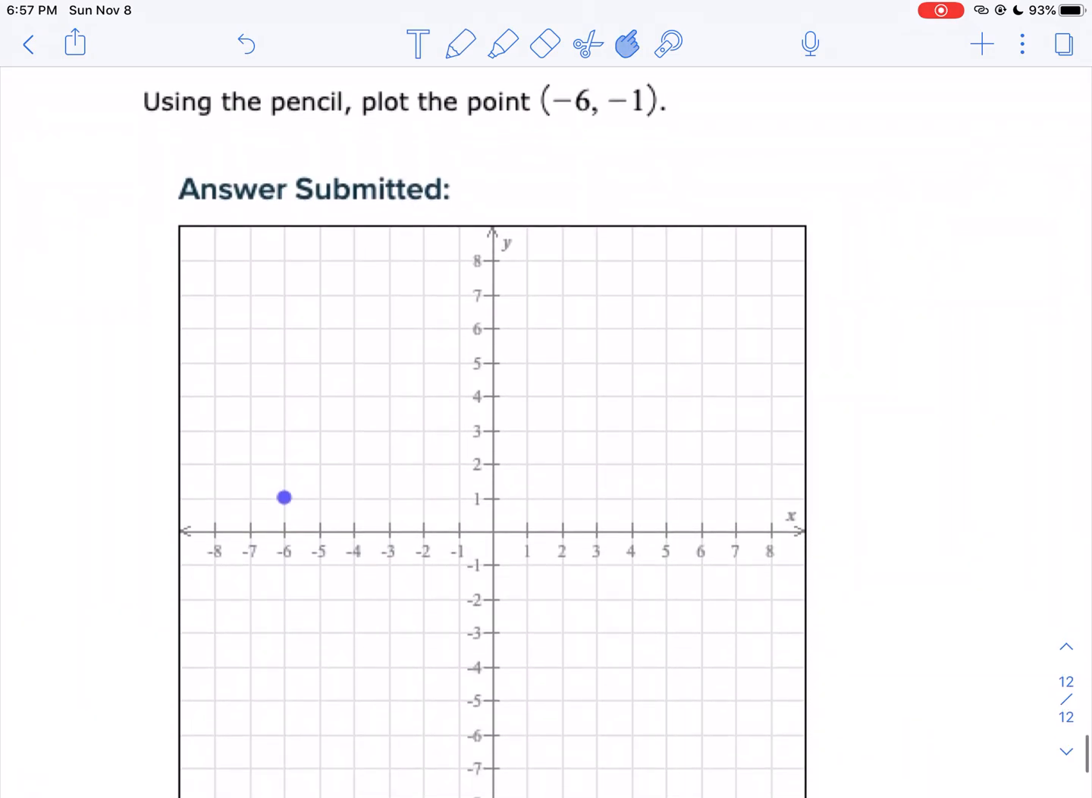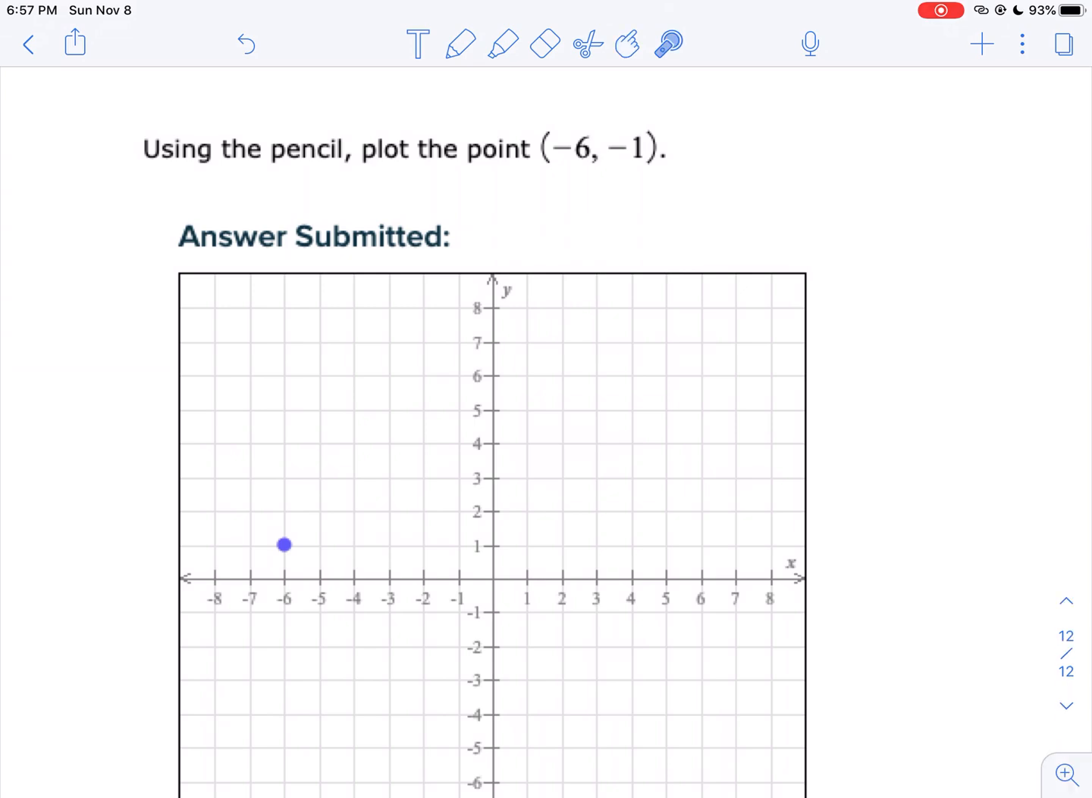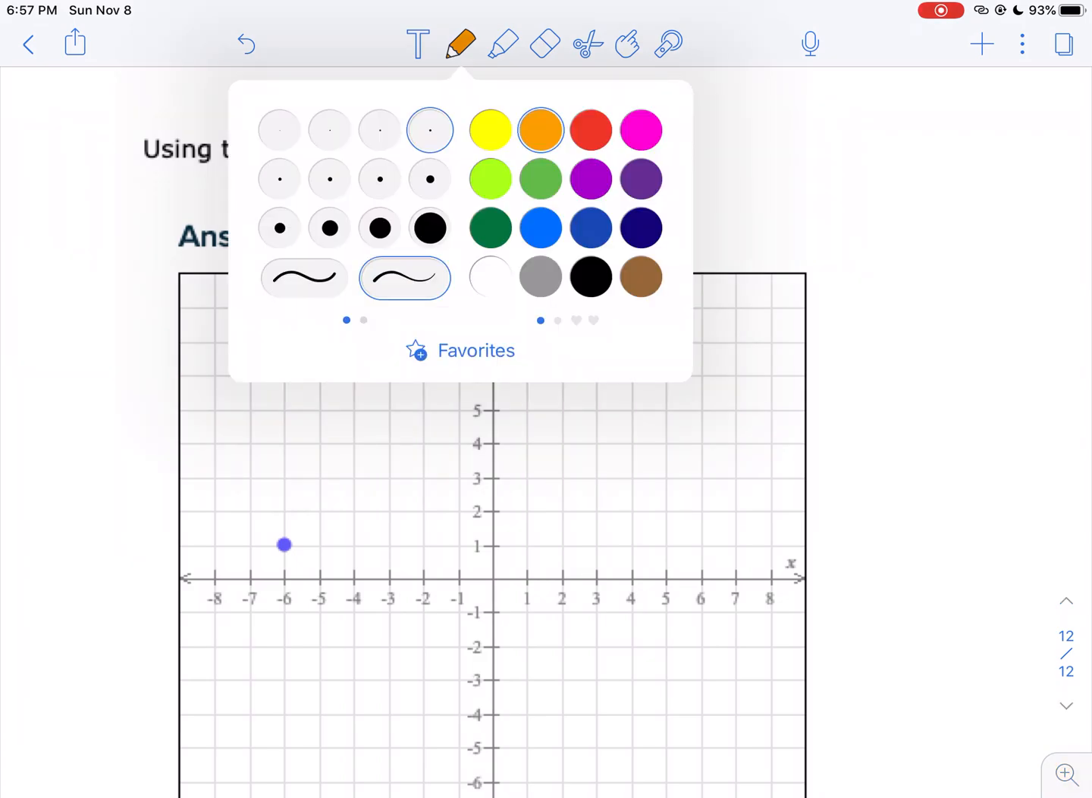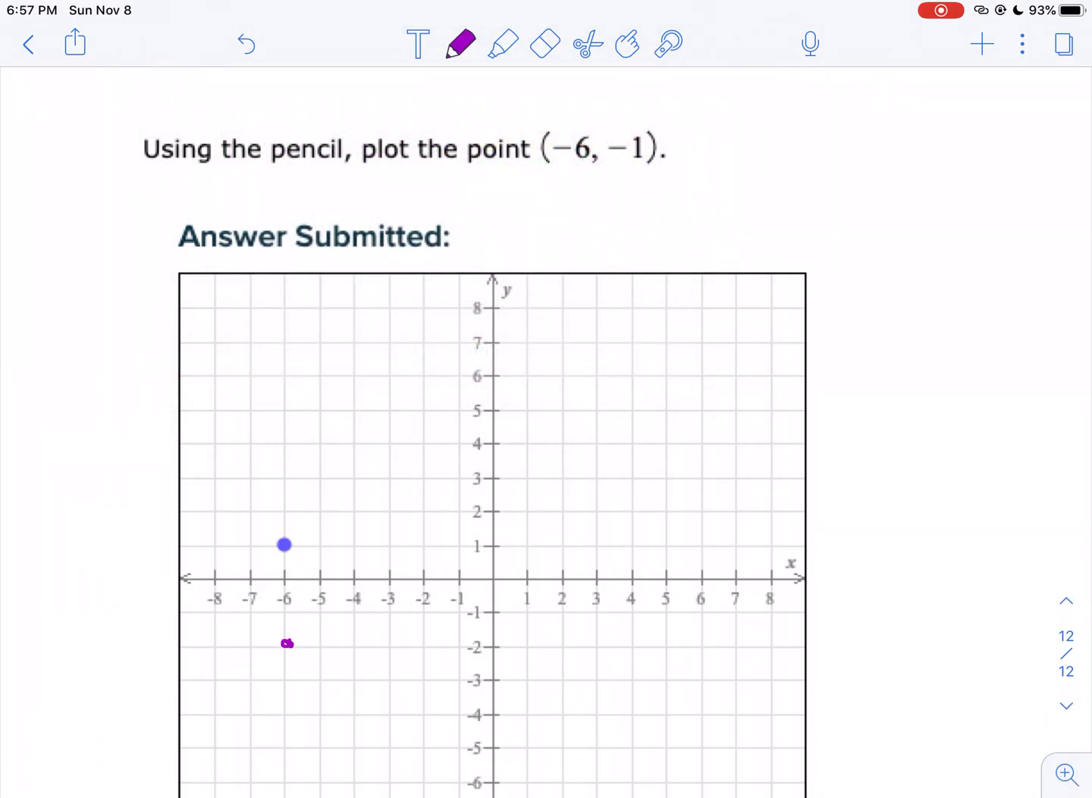Last question. Hopefully it was a careless error. Negative 1, because you graphed negative 6, positive 1 is what you did. So negative 6, negative 1 should have been, let me change the colors again, right here. And you've got it. And then you're done.